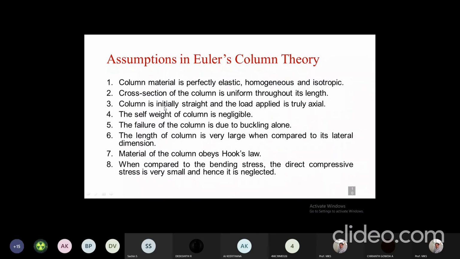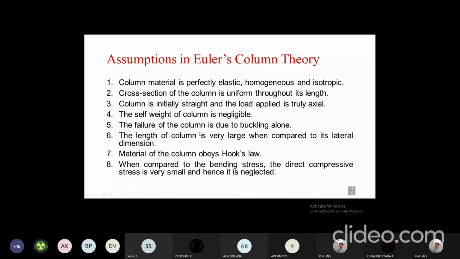Whatever column is considered, it is a straight column, and the load applied on the column is a truly axial load. What are the other loads? If any are acting, they are very small and will be neglected. Only axial load is assumed on the column, and the equation is derived. The fourth assumption is that the self weight of the column is negligible. We consider only the externally applied load; the self-weight of the column is neglected to derive the expression. These are the assumptions made by Euler column theory.